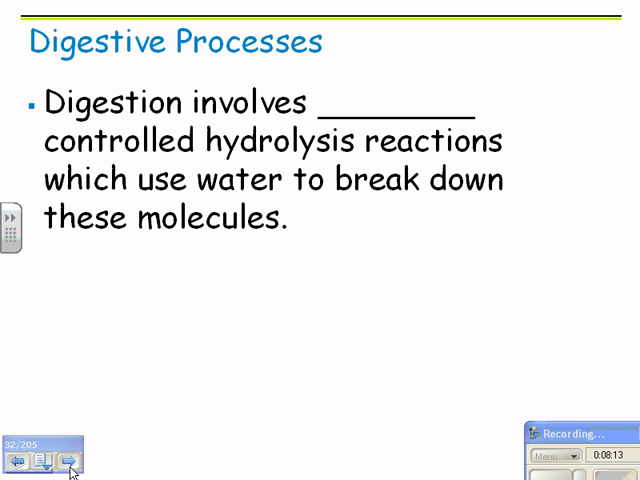Yeah, maybe. Okay, digestion involves enzyme-controlled hydrolysis reactions, which use water to break down these molecules. So remember hydrolysis: you use water and lysis means to break. So if you have two glucose molecules linked together in a disaccharide, you would use an enzyme to break this apart, and you would do that by adding in water. So you'd put an OH on this side and an H on this side.